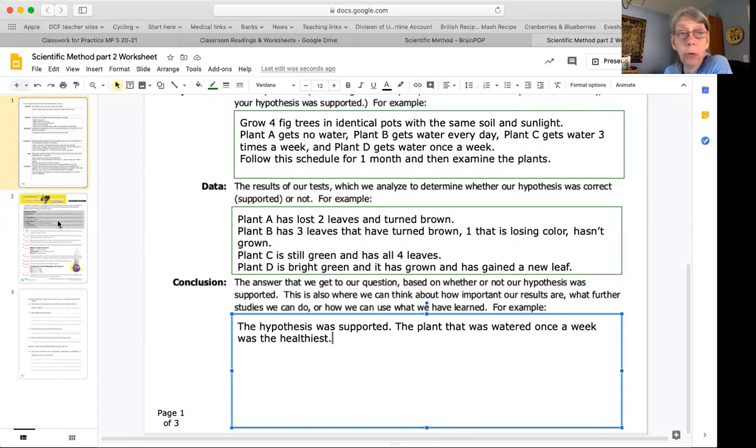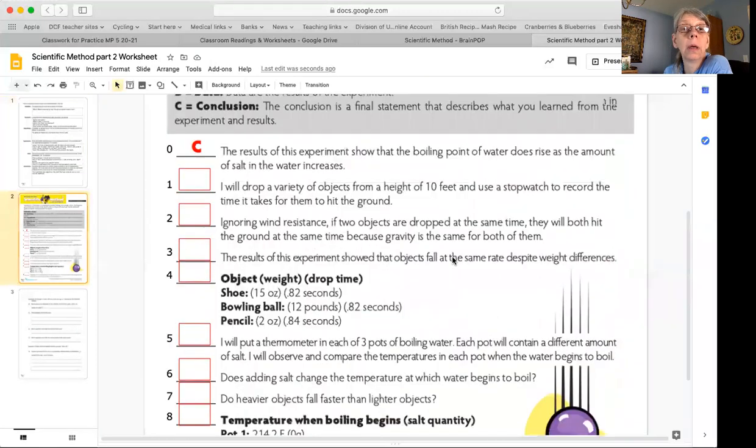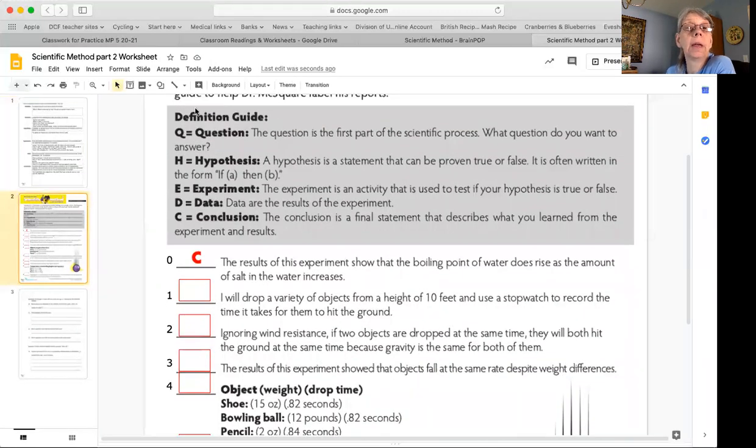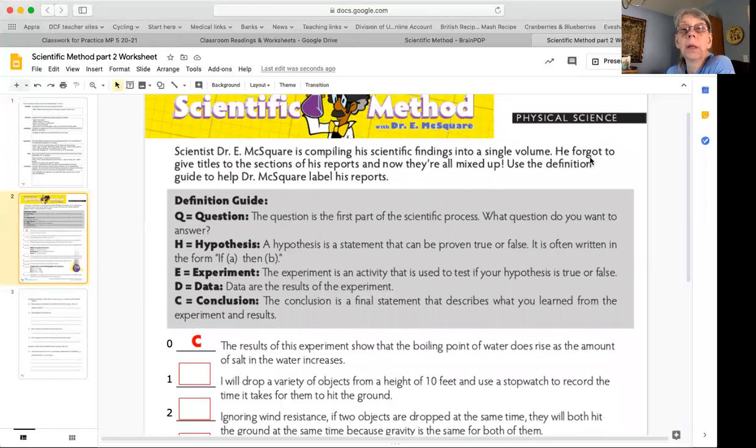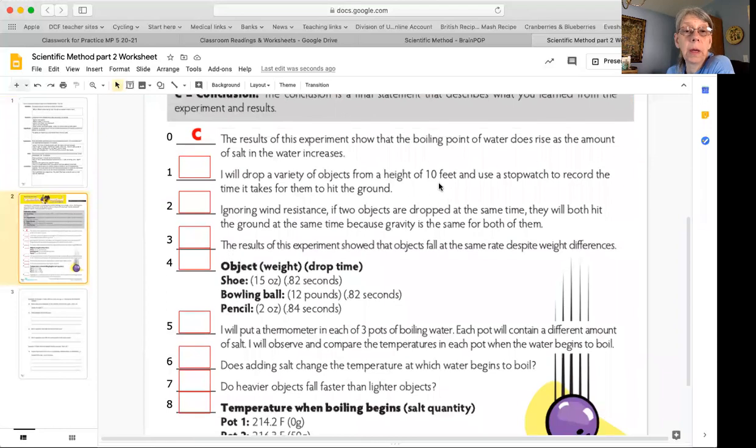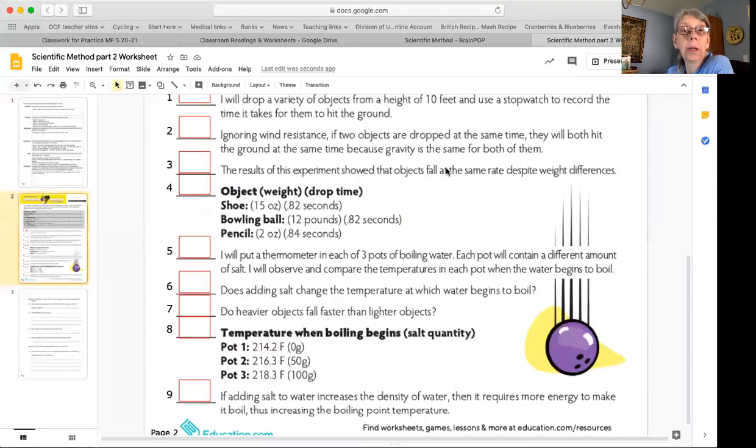Here we go. Page 2 of the worksheet. We are just identifying steps in the scientific method, like it says here. He's got some lab reports that are all mixed up. We've got a couple of experiments going on. One has something to do with dropping a bowling ball, because we have something here about weight. And here we have something about boiling temperatures. So, two different experiments, sort those out.